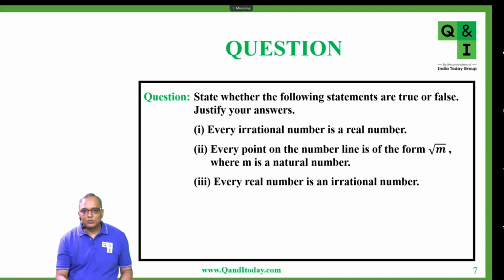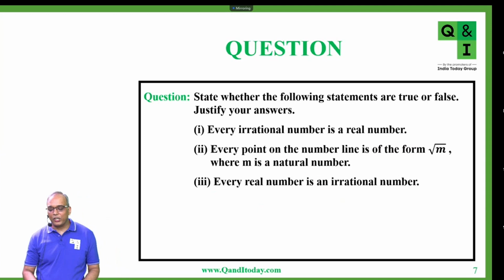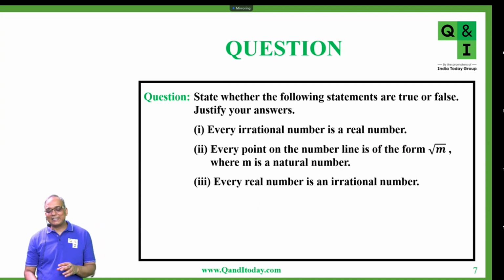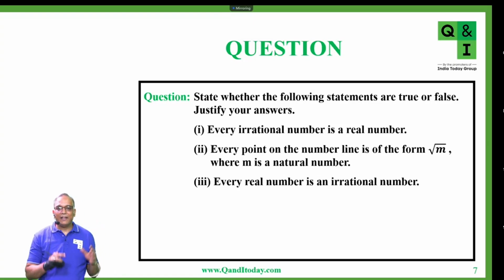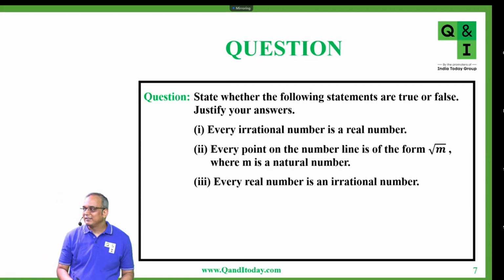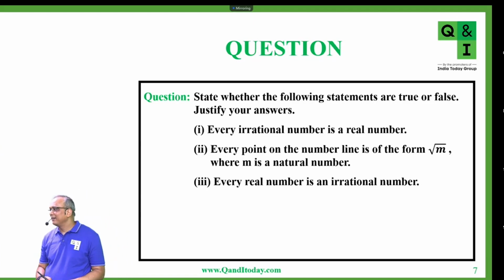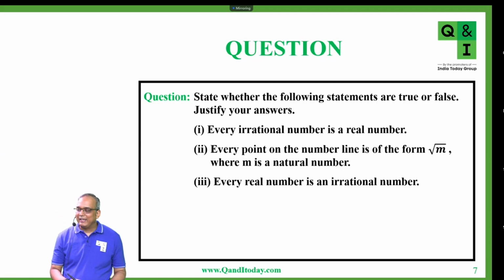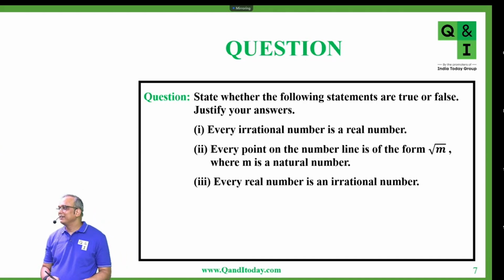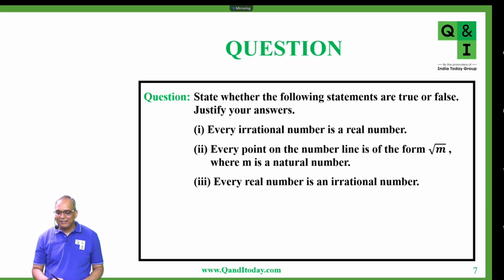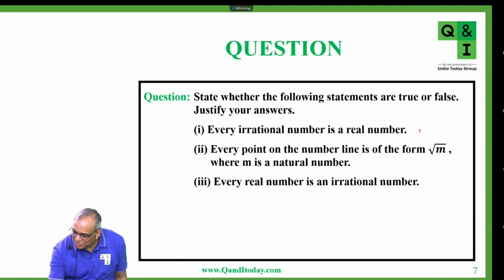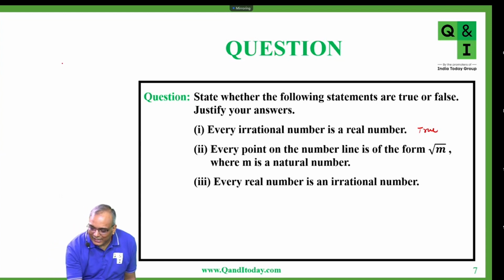So first question, students, it is: state whether the following statements are true or false. Justify your answer. First is, every irrational number is a real number. Every irrational number is a real number. Is it true or false? Every irrational number, is it a real number? This is true, students. Why?